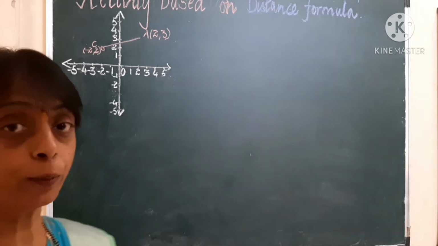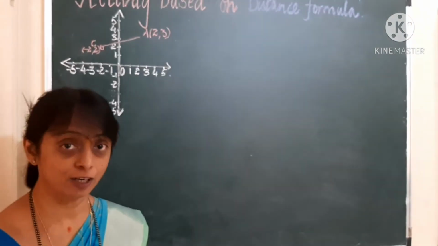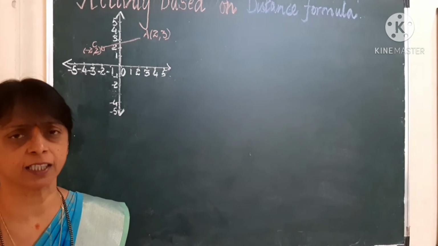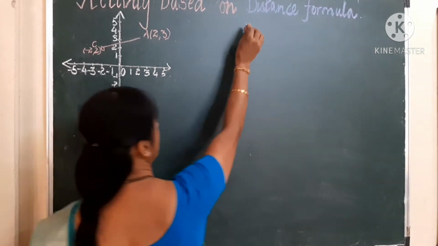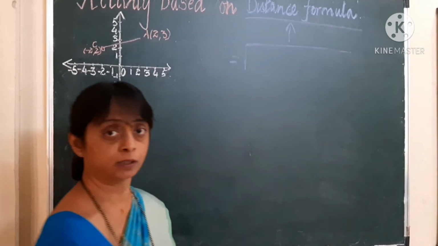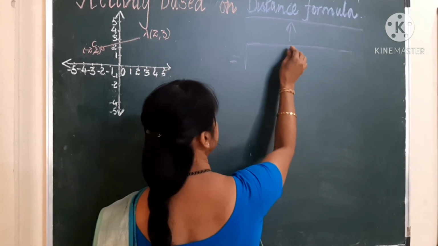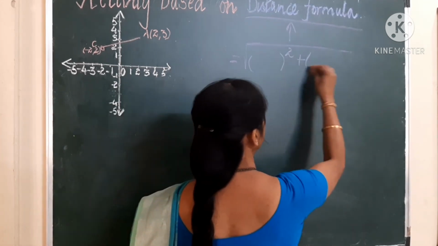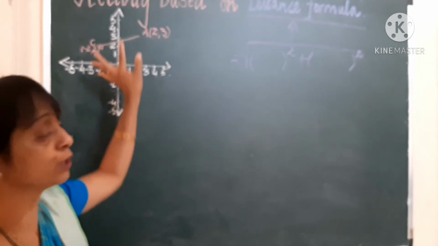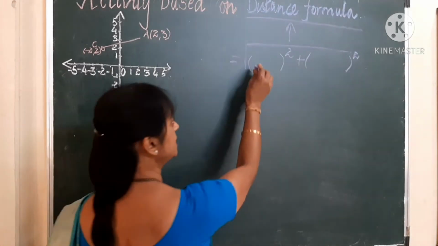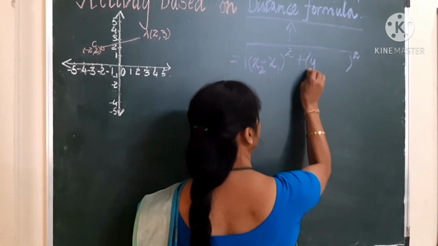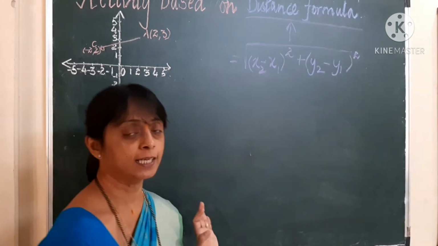So children, now that we are aware what is distance formula, it is always the distance between 2 points, irrespective of the points lying in any quadrant. What was that formula, children? Distance formula was given by square root of the sum of the squares of the differences between your x coordinates and the y coordinates of those two endpoints making that segment. So it was x2 minus x1 the whole square plus y2 minus y1 the whole square.